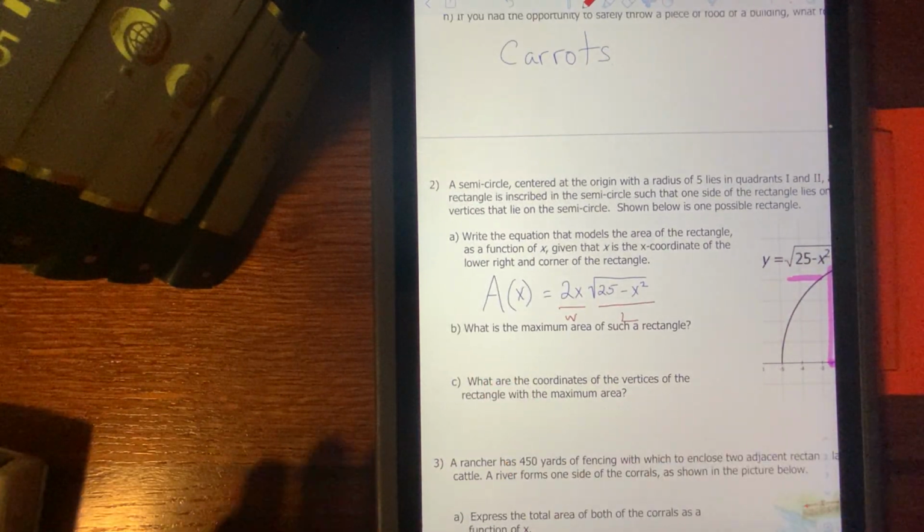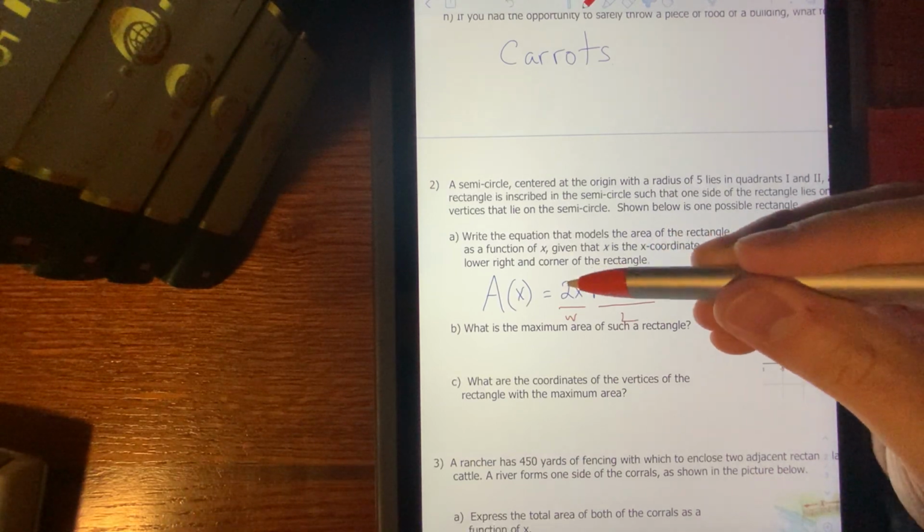So we're going to break out the TI for this one. We're going to type this into Y equals. Get rid of the stuff from the previous problem, clear all that out. And we have 2x times the square root of 25 minus x squared. And we're going to press graph, see how that looks. Okay, well that's not too bad. We could probably shrink the window a little bit, although you could do all your calculations from this screen just fine. But let's make it look a little nicer.